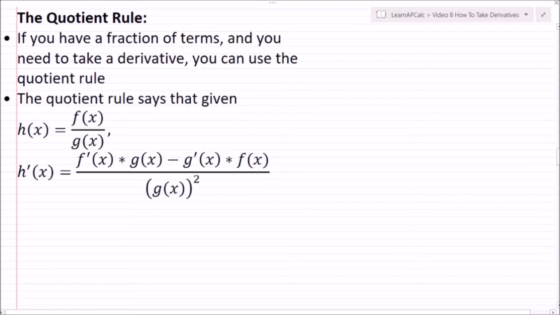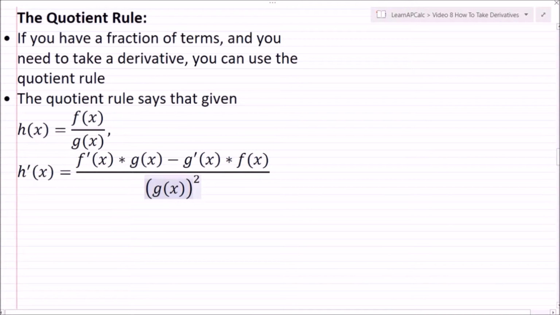Alright, now let's talk about the quotient rule. If you have a fraction of terms and you need to take a derivative, you can use the quotient rule. Now the quotient rule says that given h of x equaling f of x over g of x, the derivative of h of x is the derivative of the top times the bottom minus the derivative of the bottom times the top, all over the bottom squared.